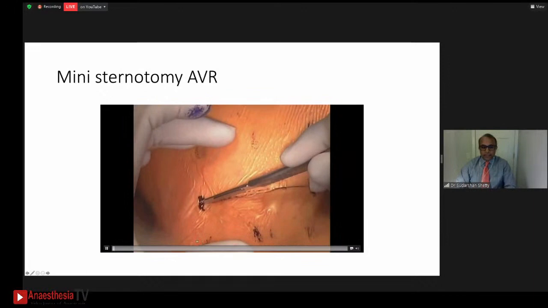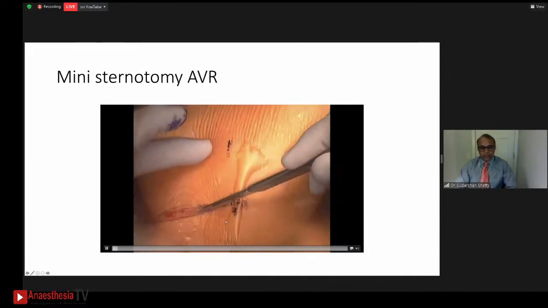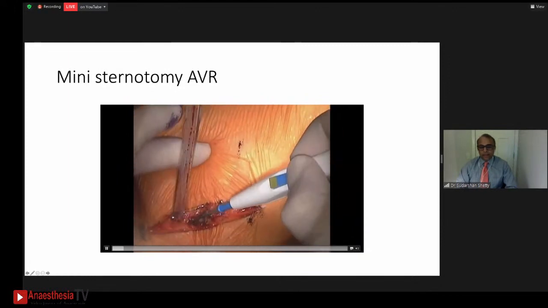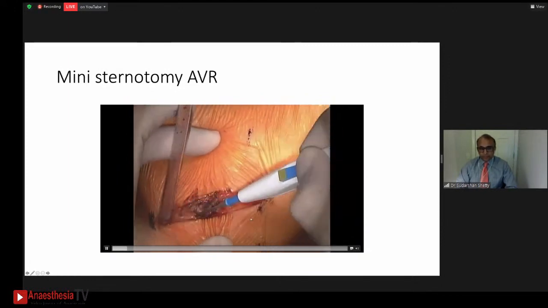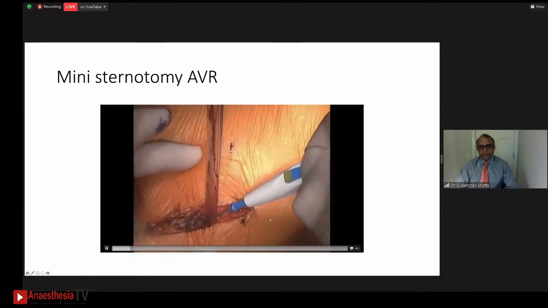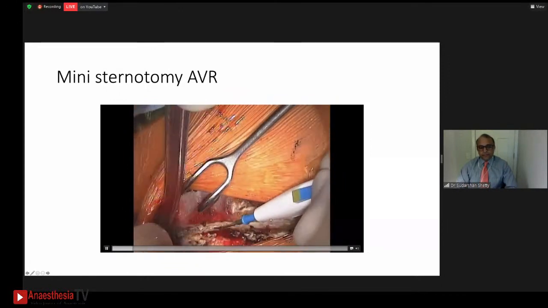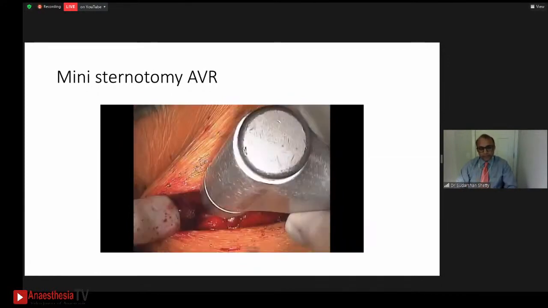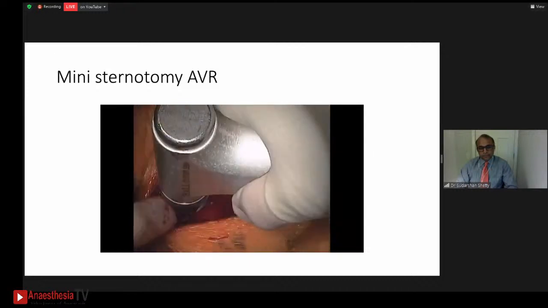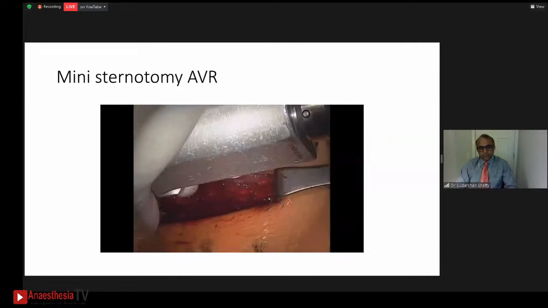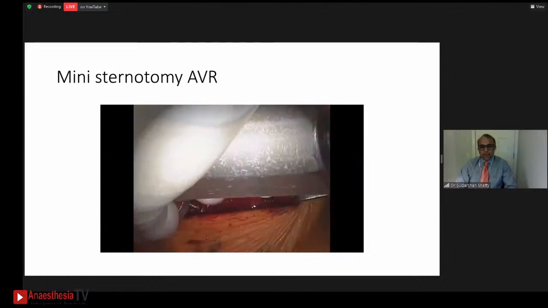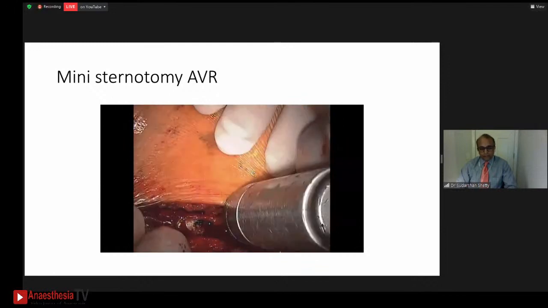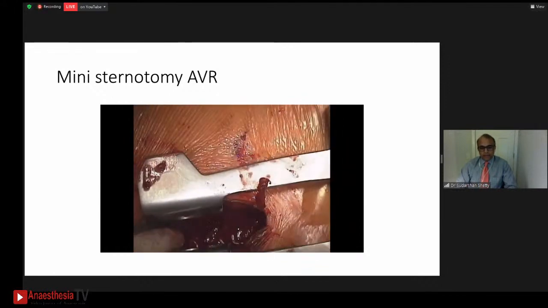So the surgeon is making an incision here. As you can see, it's pretty small, almost like an incision that people would make for an appendectomy. Achieving hemostasis. They'll do the sternotomy next. There the sternum is exposed. That's the sternotomy. Again, you can see the sternotomy is pretty small. They're going to achieve hemostasis again after the sternotomy.